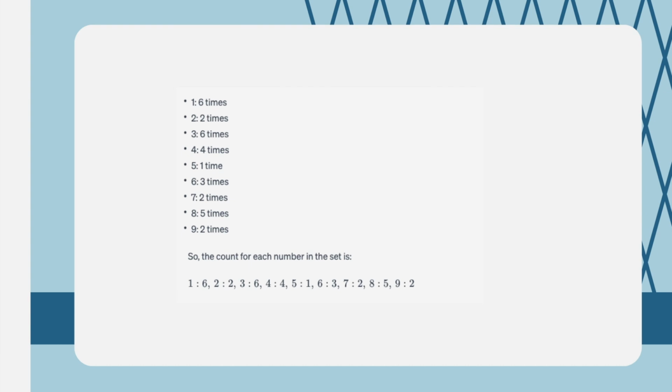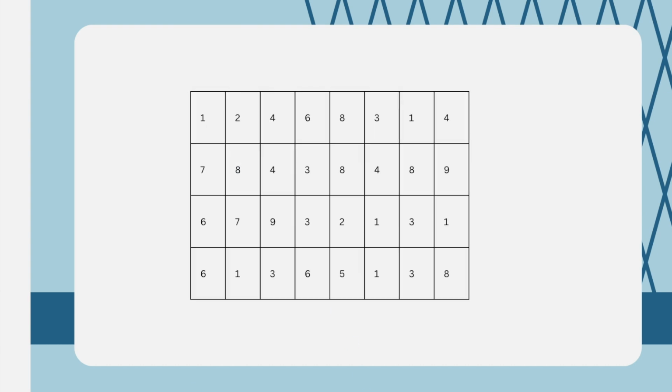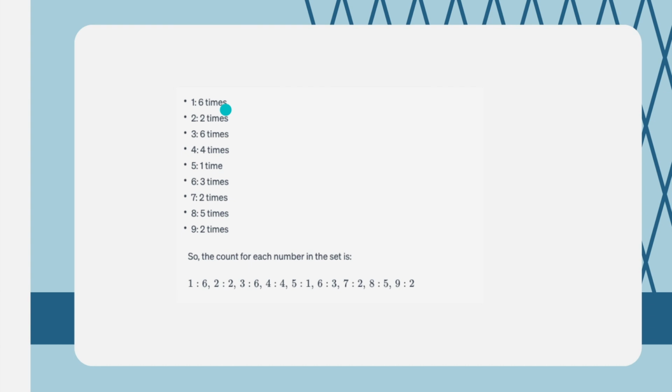I'm going to count how many times the numbers are in here. So I see the number 1 and I'm counting it: 1, 2, 3, 4, 5, 6. So that number 1, I'm seeing it 6 times. And I won't go through all of them with you, but I've counted them again. Number 2 is 2 times. Number 3 is 6 times, and it goes on and on like that. So for the count of each number in the set, I have 1 six times, 2 two times, and so on, 8 five times, and 9 two times.